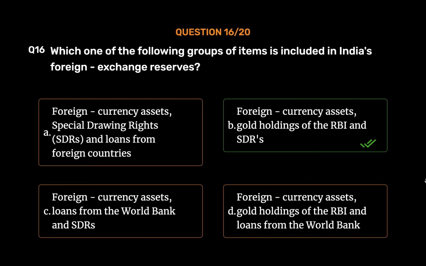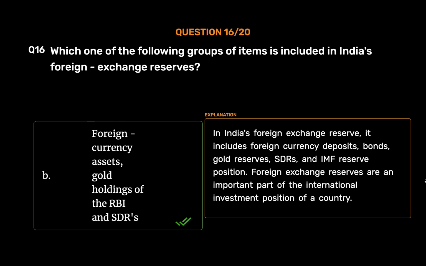Foreign currency assets, gold holdings of the RBI and ESTs. India's foreign exchange reserve includes foreign currency deposits, bonds, gold reserves, ESTs, and IMF reserve position. Foreign exchange reserves are an important part of the international investment position of a country.